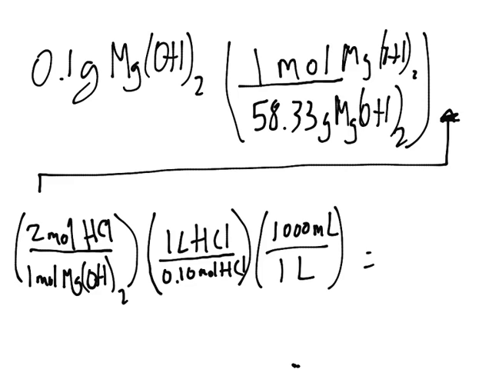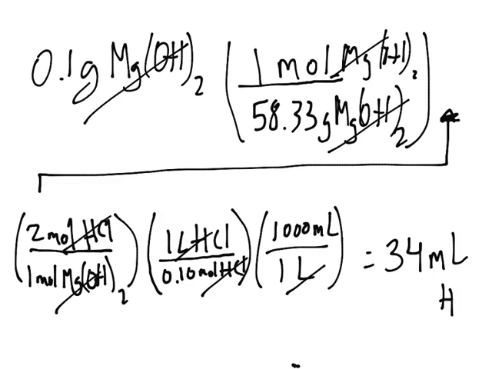And let's check our units. Liters go with liters, moles with moles, this moles with this moles, this grams with this grams. So our units are fine. We just have to multiply the numbers and we'll get the result. And I got 34 milliliters of hydrogen chloride.